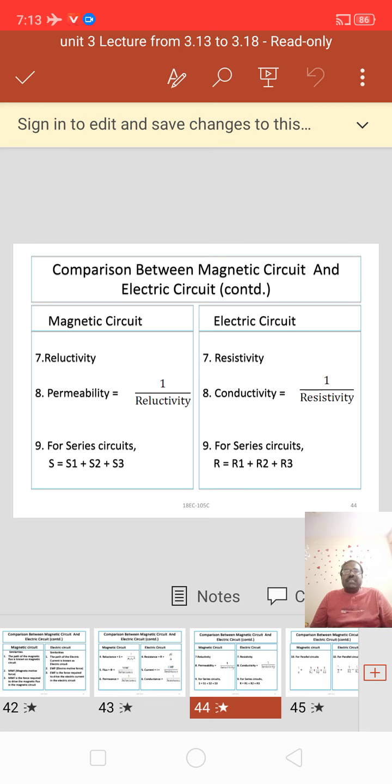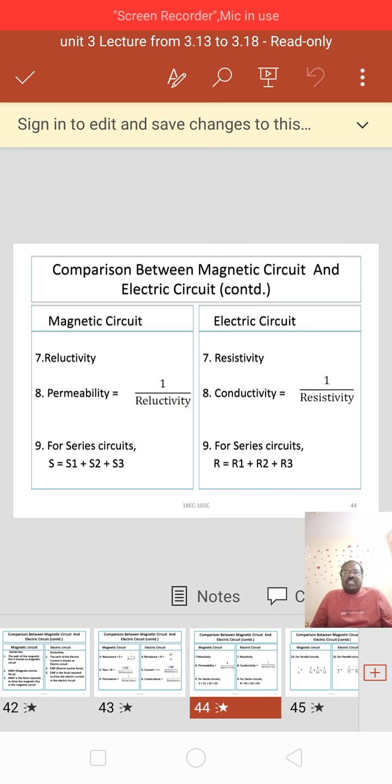Next, comparison between magnetic circuit and electric circuit, in this reluctivity, next one, in this resistivity. In the magnetic circuit it is reluctivity, in the electric circuit it is resistivity. In the magnetic circuit it is permeability, in the electric circuit it is conductivity. The formula for permeability is the reciprocal of reluctivity, that is 1 by reluctivity. The formula for conductivity is the reciprocal of resistivity, that is 1 by resistivity.